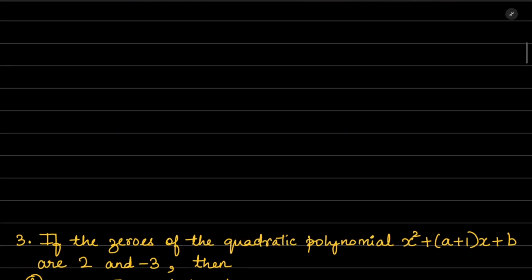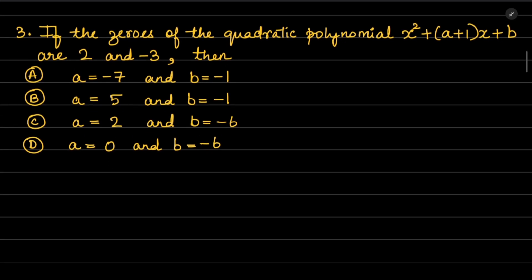Now let's move on to the third question. If the zeros of the quadratic polynomial x square plus (a plus 1) into x plus b are 2 and minus 3, then you have to find the values of a and b. Again, let us do it. You are given your polynomial p of x: x square plus (a plus 1) into x plus b.